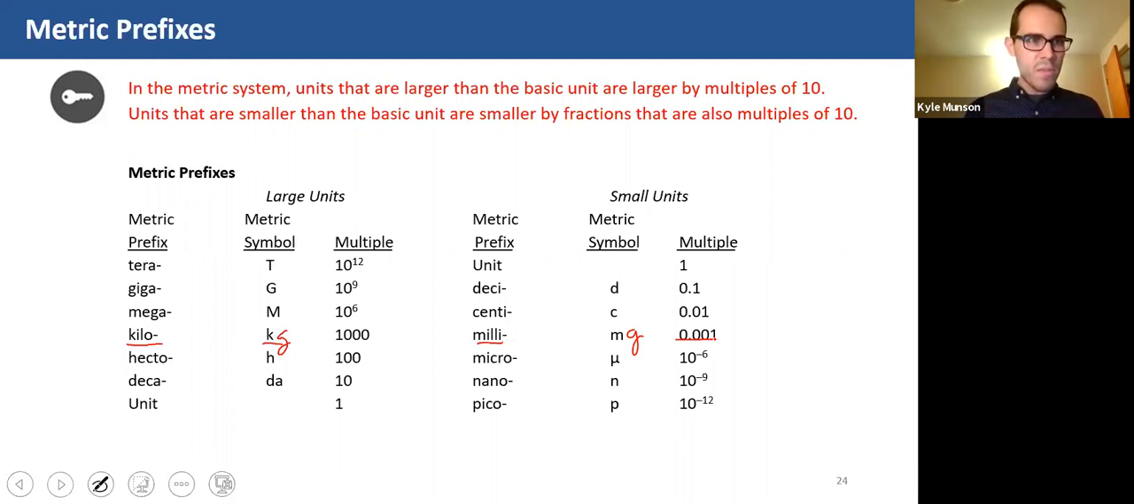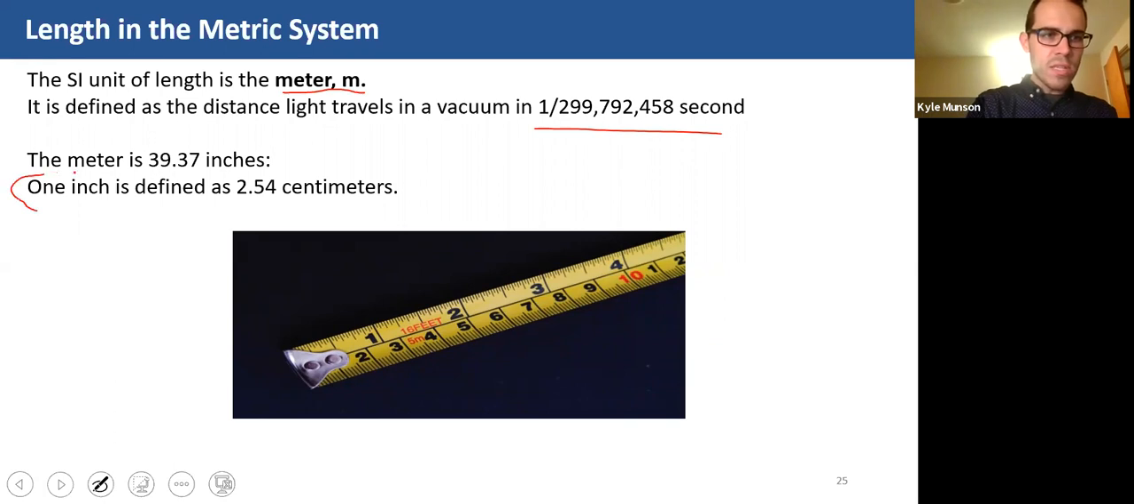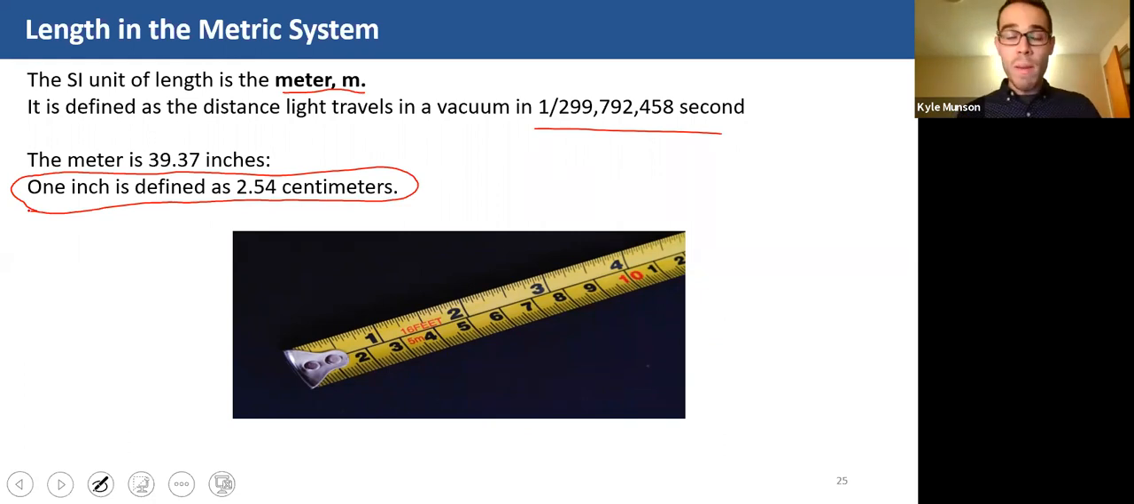All right, so before we do that though, let's define our other two units that we're missing here. So length, the SI unit for length is a meter. This is how it's defined: the distance light travels in a vacuum in an incredibly short time. So a meter is 39.37 inches, or 1 inch is defined as 2.54 centimeters. This is a good conversion to know. We're going to be using that quite a bit. So commit that one to memory, maybe write it down on a sticky note that you can have with you as you take quizzes and tests.